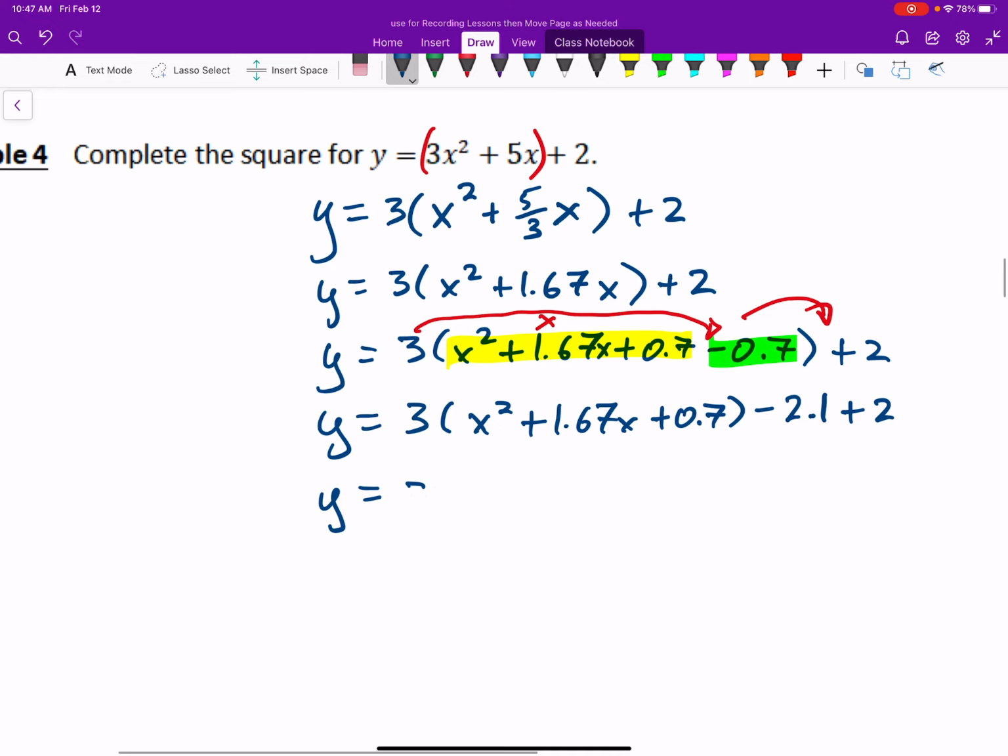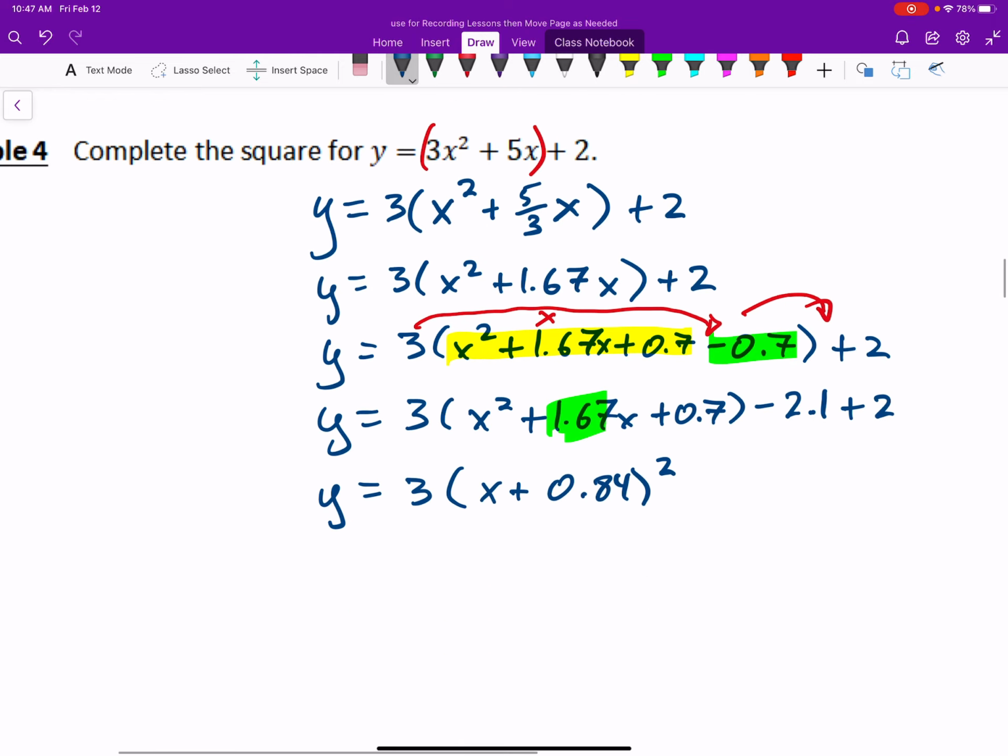And again, I'm going to take half of this term, which was the 0.84, let's say. So x plus 0.84. That's going to be all squared. I took a shortcut. I didn't write it out twice this time. I just did it once with the squared. Hopefully that didn't confuse you. And then negative 2.1 plus 2 equals 0.1. And there it is in vertex form.